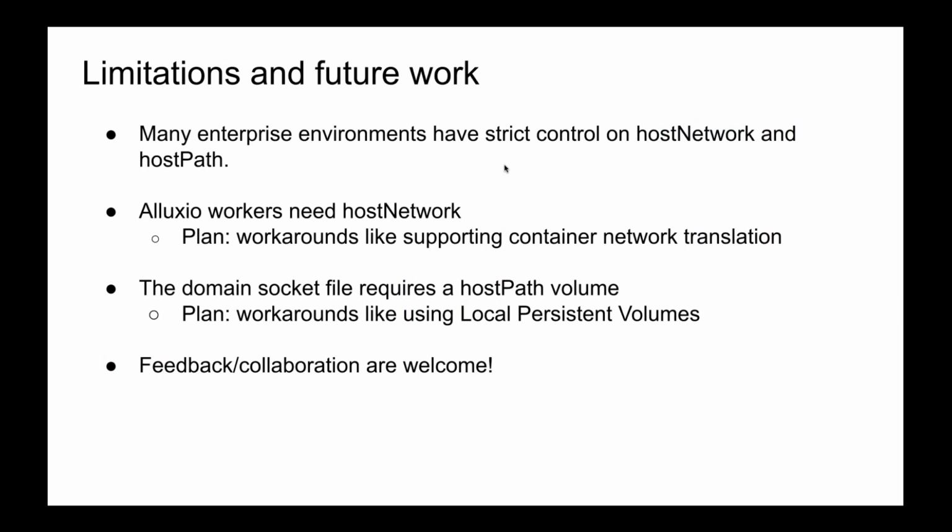However, there are still some more limitations and future work we need to resolve. The limitation is many enterprise environments have strict control over host network and host path, because it uses the resource at the host level, which is kind of beyond the control of containers. Alluxio workers need a host network to work because they need their host name to match with the physical node. We are currently working on some workarounds like supporting container network translation, either in Alluxio or in Spark.